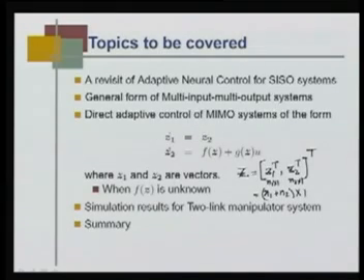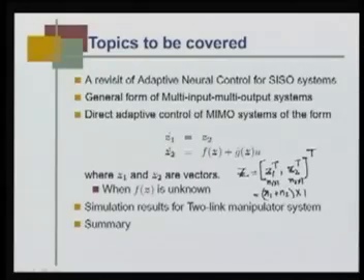So, we will talk about when F(Z) is unknown and G(Z) is known, and when G(Z) is unknown, we do not know the solution. Simulation results for a two link manipulator system will be presented, whatever solution we get for this kind of nonlinear system, where we assume F(Z) to be unknown, and we will solve the control problem. Finally, the summary. We will be revisiting single input single output affine systems again today.